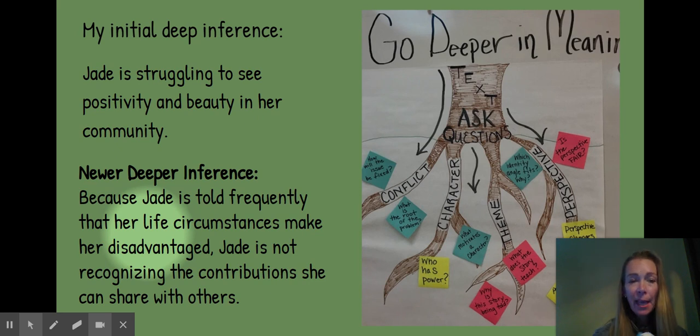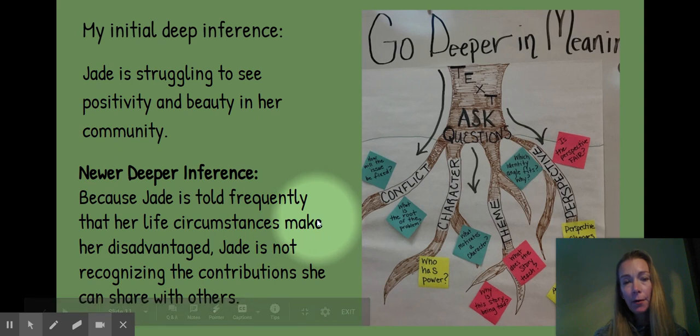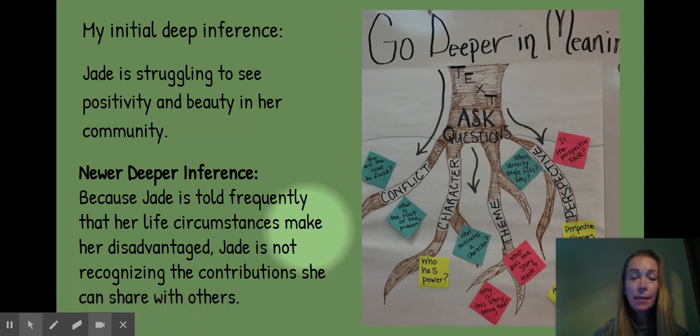So here was what I came up with. Because Jade is told frequently that her life circumstances make her disadvantaged, Jade is not recognizing the contributions she can share with others. And I really like this as a better statement because I can connect it to more parts right now that I'm reading in the plot and the action that's taking place. And it answers the why and how of my original statement, which was good, but it was a little bit broad. So I was able to make more meaning.